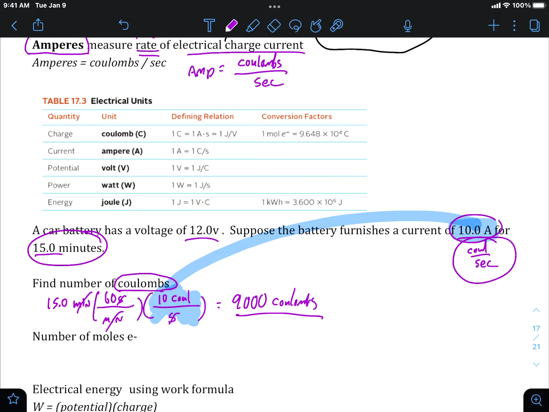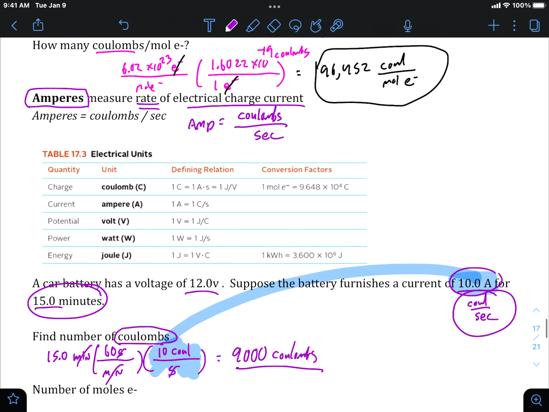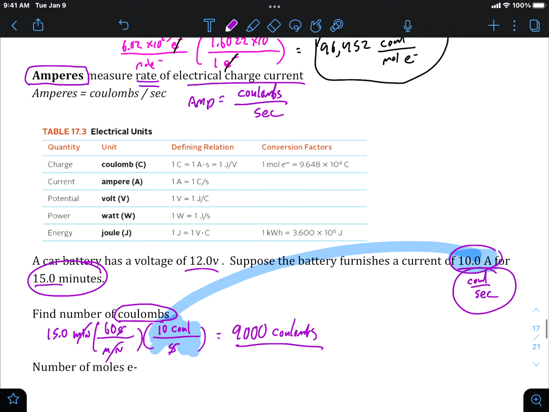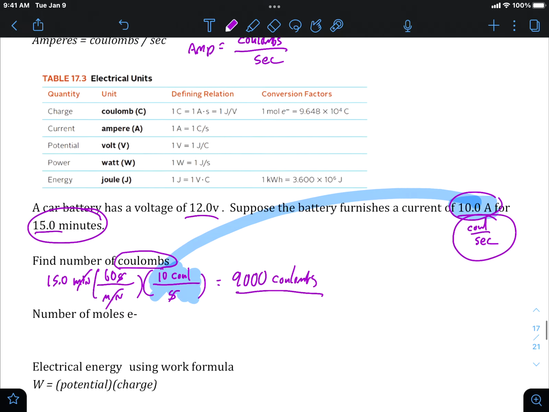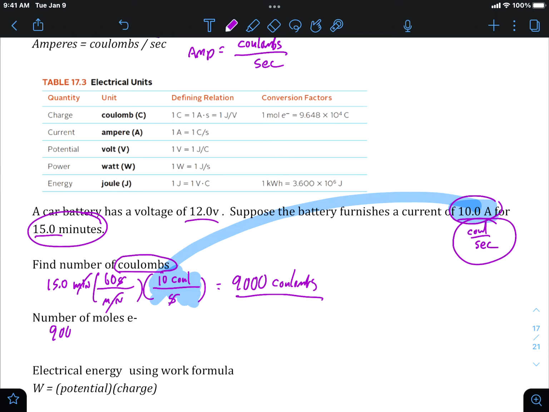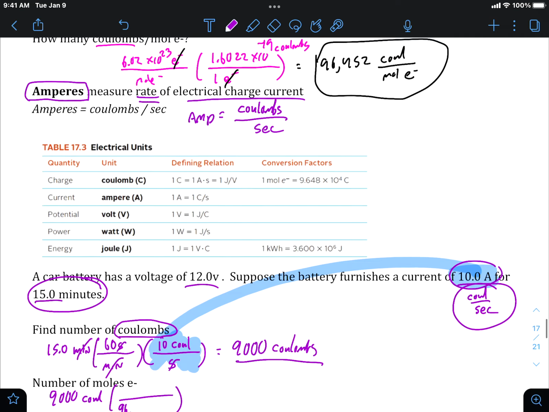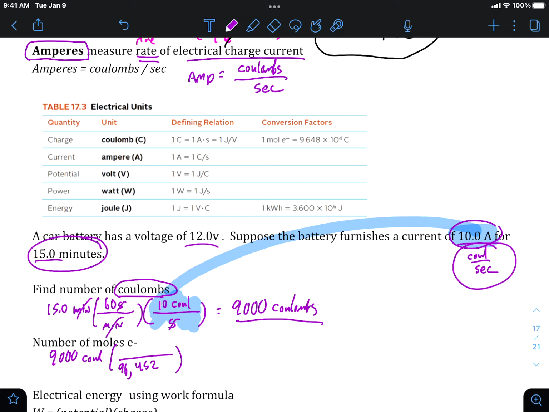Now they're asking for the number of moles of electrons. All right. If only there was some relationship between charge and moles of electrons. Named after some dude whose last name begins with an F, who studied electricity. Yes, a Faraday. So if there's 9,000 coulombs, we can determine how many moles of electrons. So 96,452 coulombs per mole of electrons.